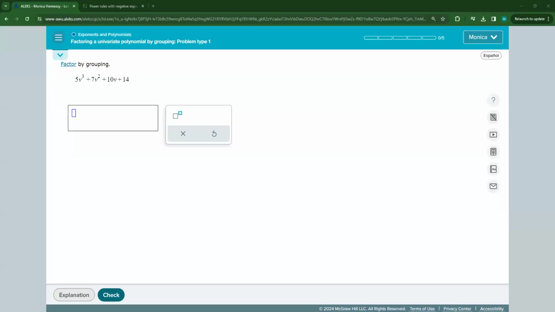Okay, so for this video, we are going to be factoring by grouping, which means we have four terms, and we're going to factor out a common factor from them in 2 by 2 groups. So we have 5v to the third plus 7v squared plus 10v plus 14.